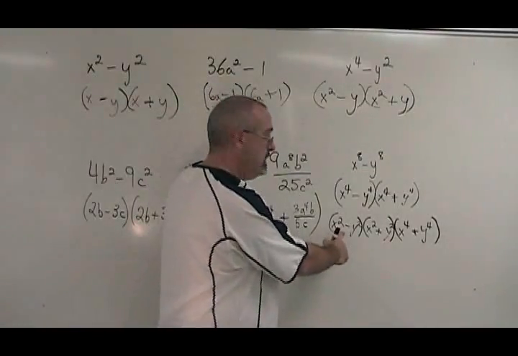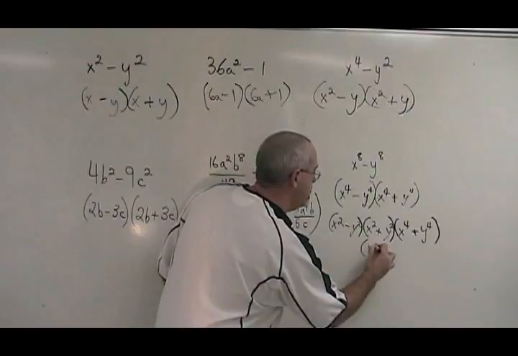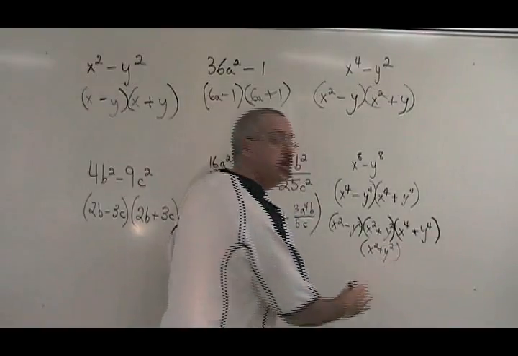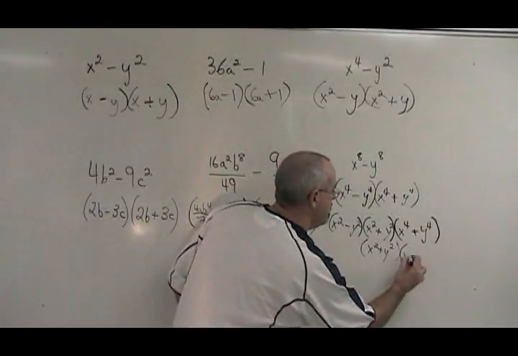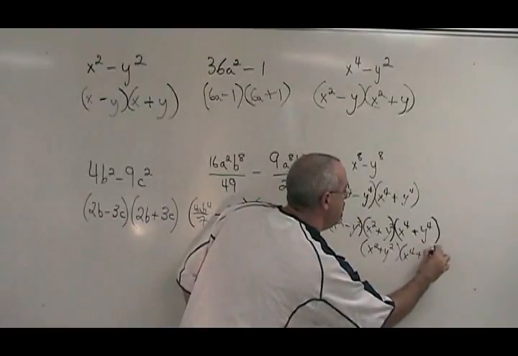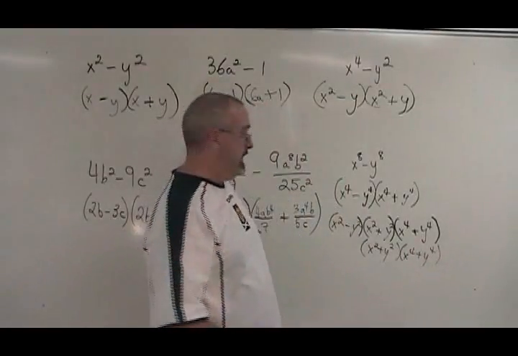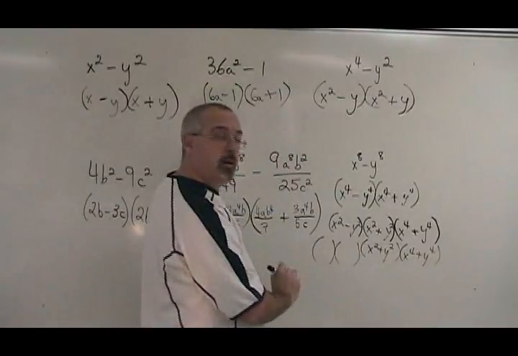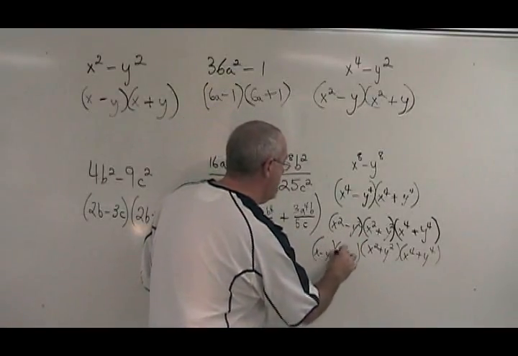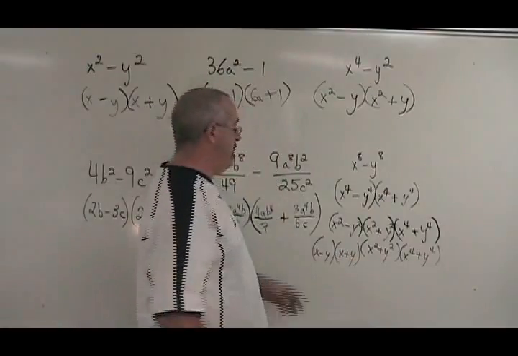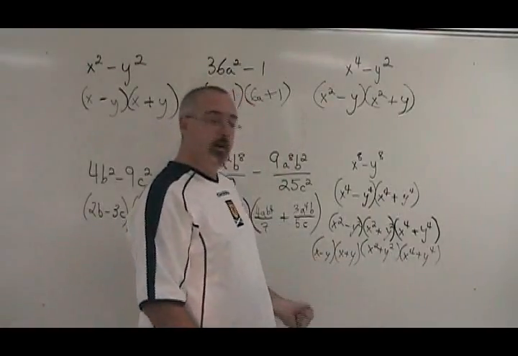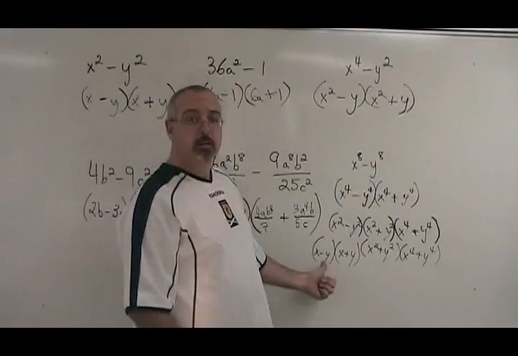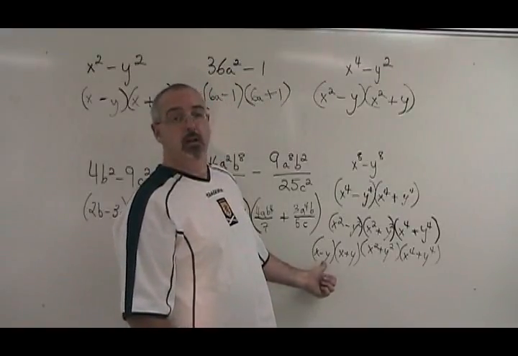This is a difference of squares. X squared plus y squared is not factorable. It has to be carried down. X to the 4 plus y to the 4 is not factorable. It has to be carried down. The factors of x squared minus y squared, though, are x minus y, x plus y. We finally reached a stage where nothing is factorable, because although this is a difference, x and y are not squares. It's not a difference of squares.